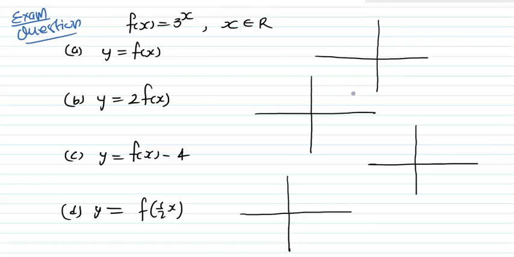So the first graph is y equal to f(x). We know it is passing from 1, and it is 3 to the power x. So you can start parallel to the x-axis, and it is going up, and you can write down here y equal to 3 to the power x. Next graph is y equal to 2f(x). Twice f(x) means the y coordinate will be multiplied by 2. So earlier it was passing from 1, now it is passing from 2. So it will start from here and pass through 2. So this is y equal to 2f(x), that is part b.